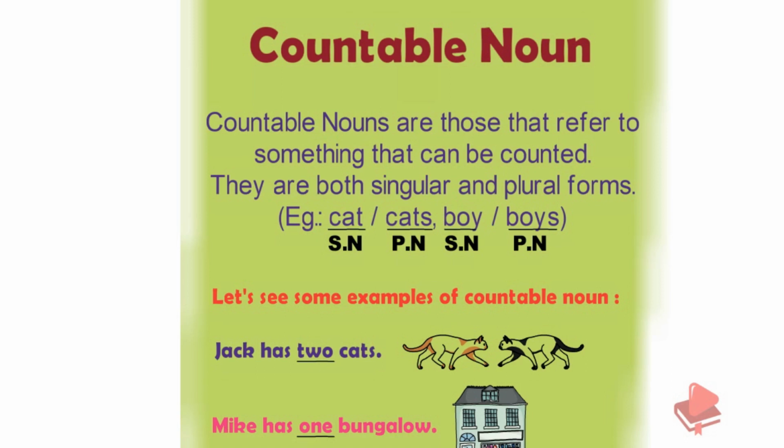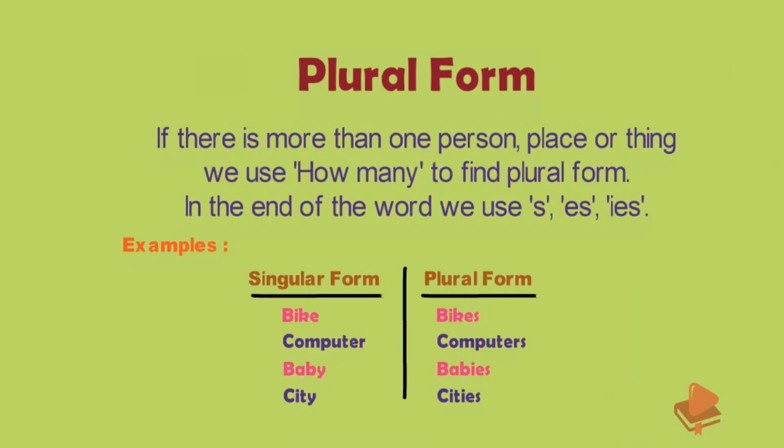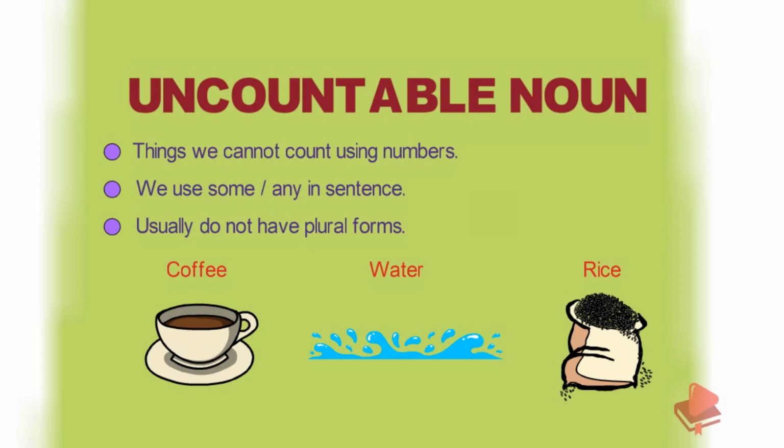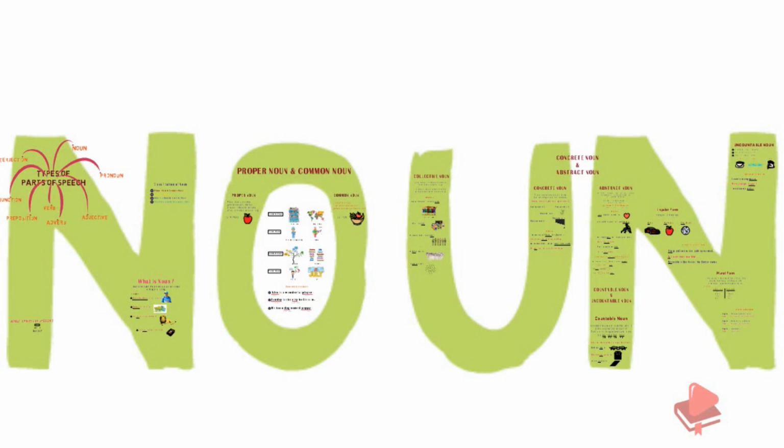Then the next one is countable noun. Countable nouns are those that refer to something that can be counted. They have both singular and plural forms. Then we have seen the singular form and we have seen the plural form. And finally we have seen an uncountable noun. Well, that was the first part of speech, that is noun.